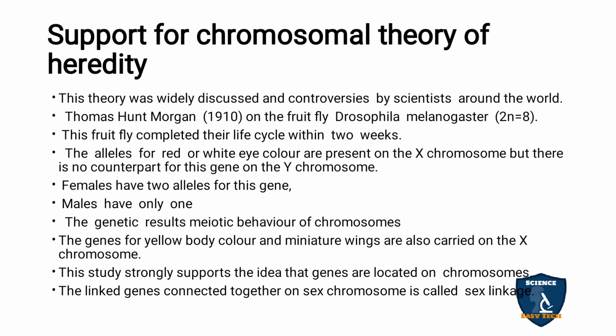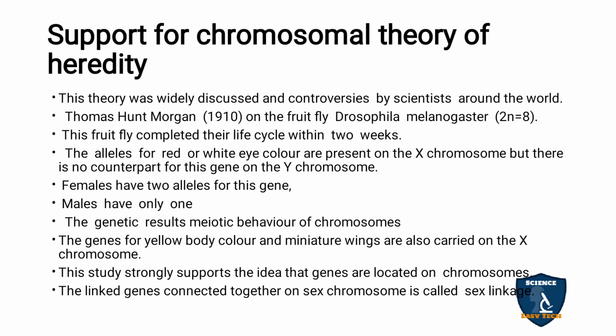In only 2 weeks the life cycle of Drosophila is complete, and he crossed the alleles of red or white eye color on the X chromosomes. The X chromosome carries the gene for red color and white. The female has two X-linked alleles of this gene, and the male has only one, that means 2X is seen in the female and only 1X in the male. Now, consider meiosis and the chromosomal behavior.